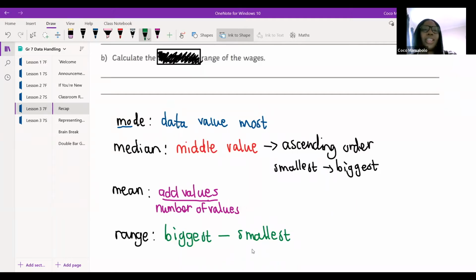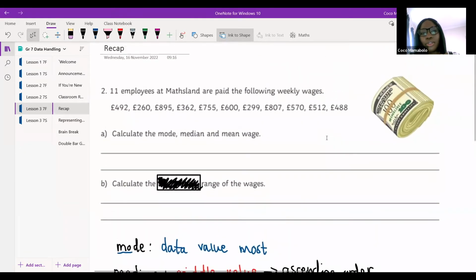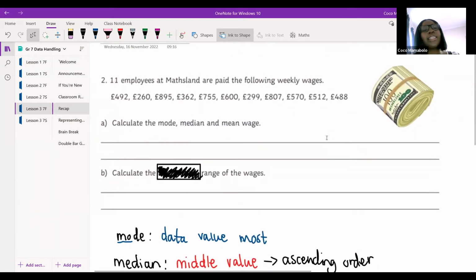Biggest minus smallest. Okay, so I'm going to give you guys a few minutes to look at these over here. It says that 11 employees at Matsland are paid the following weekly wages. And they want you to calculate for the mode, the median, and the mean. Okay. So when you guys are ready and you found the answer for all three, I want you guys to pop the smiley face emoji in the chat for me. Okay. Everyone, you've got 5 minutes, go.